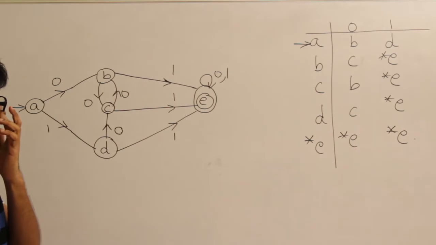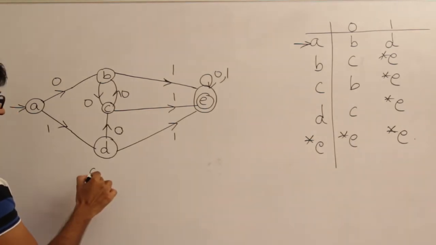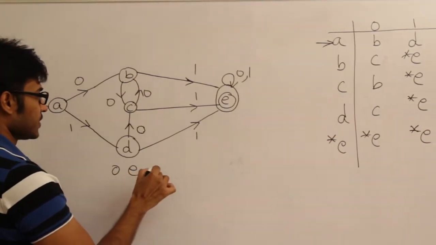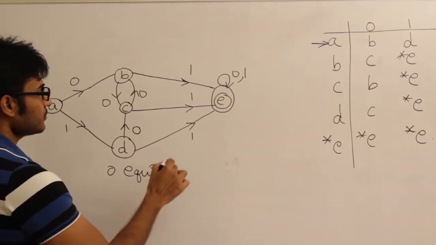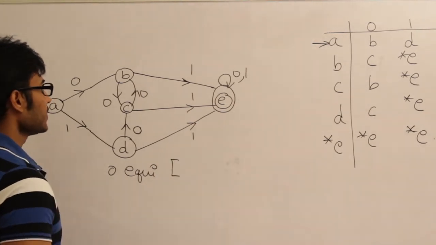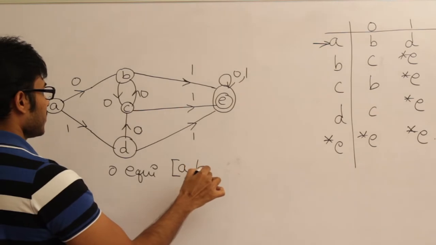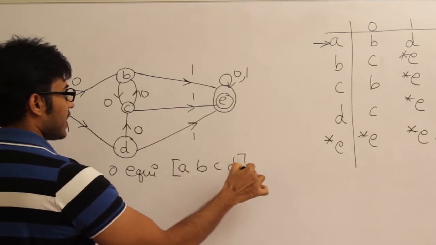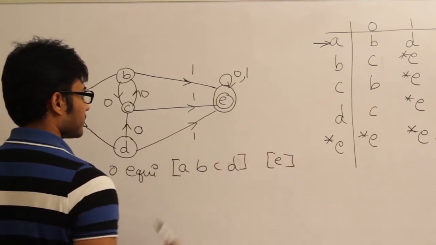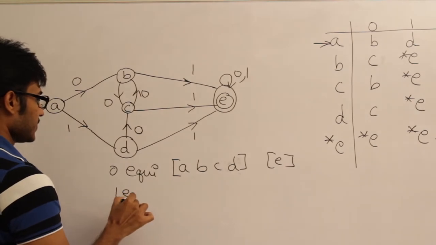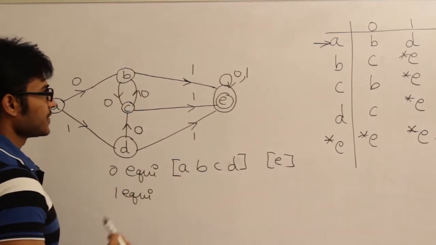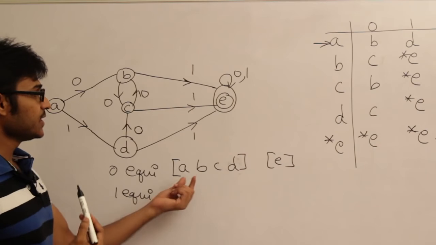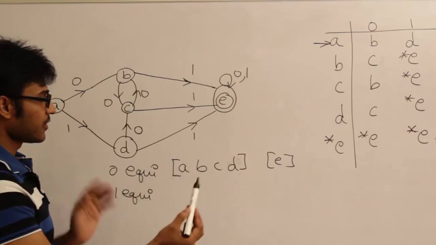Okay, so let's write down the zero equivalence. Zero equivalence is the set of non-final states and the set of final states. The non-final states are A, B, C, D, and the final state is E. And for one equivalence, I'll see if any of these states can be told apart.